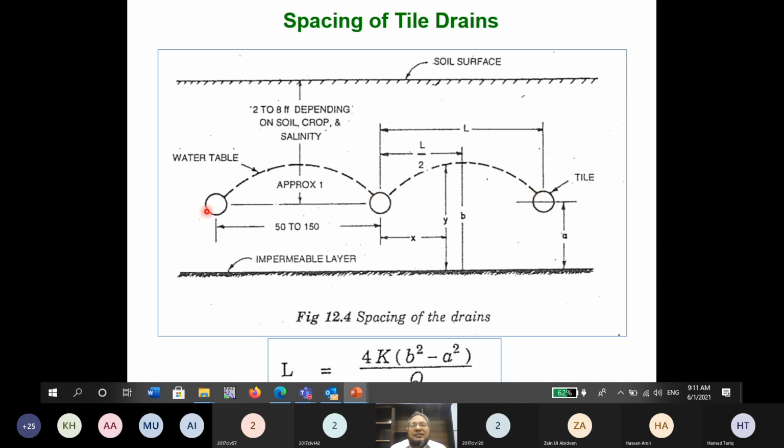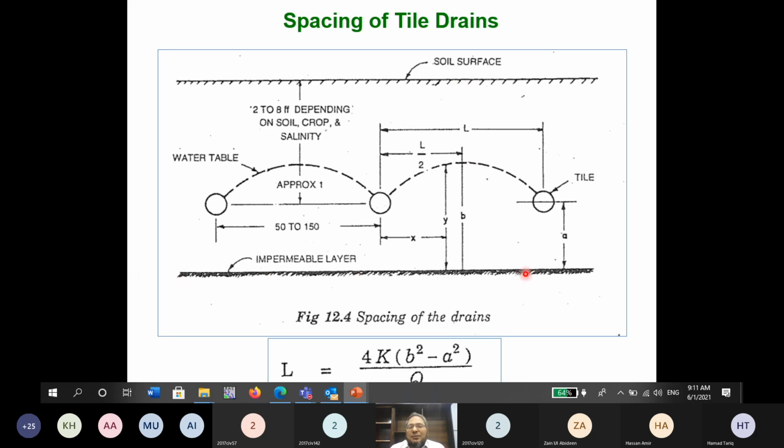So these are the tile drains, and here we will provide pipes with open joints with some filter material. When you provide these drains, what will happen? The water table, which was here close to the ground, due to these tile drains may come down like this. This may be the parabolic water table profile, and the water table is lowered up to this level.